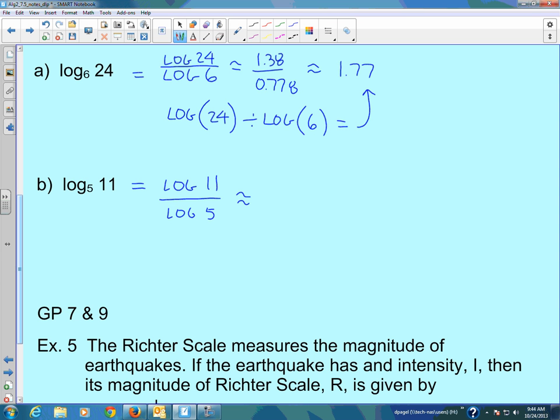So here in this one, log base 5. 5 to what power gives me an 11? Well, it's going to be somewhere between 1 and 2. So we go log 11, divide that by log of 5, get 1.49 approximately.